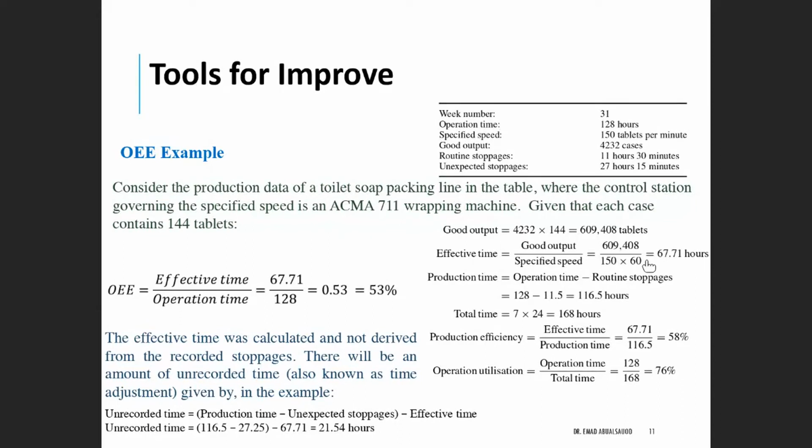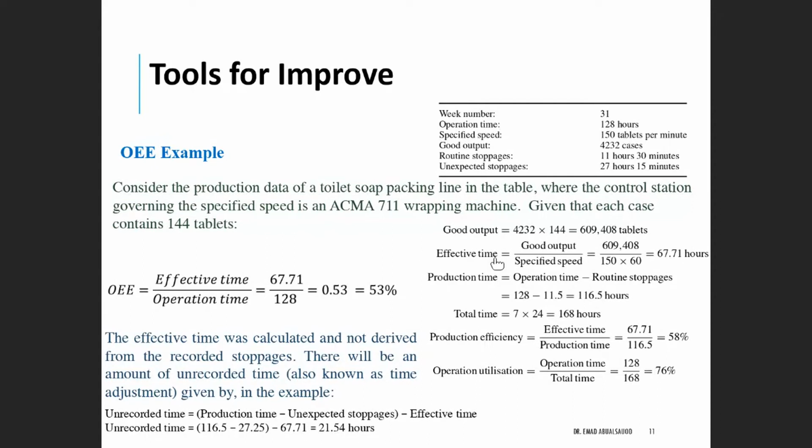So what does this time mean? This is the actual time you use for the production. The actual time, where every second and every minute was counting to produce those tablets. By dividing the total amount you produced over the speed you have, which is the 150 per minute, you get the hours that are utilized for producing the goods or the products.